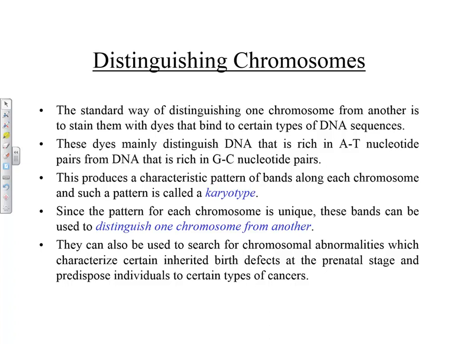Moreover, they can be used to search for chromosomal abnormalities which characterize certain inherited birth defects at the prenatal stage and predispose individuals to certain types of cancers. And they do this with a test called amniocentesis. Before a kid is born, they take out some amniotic fluid. In that they will get the cells, and they can break up the cells and look at the shape of the chromosomes by labeling these different chromosomes. If these chromosomes look different, then there is trouble, because that kid will probably develop abnormalities.